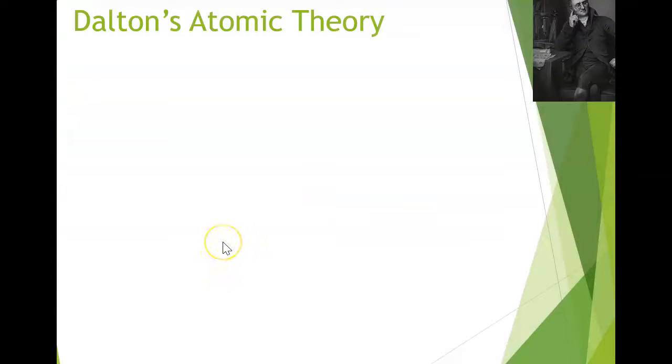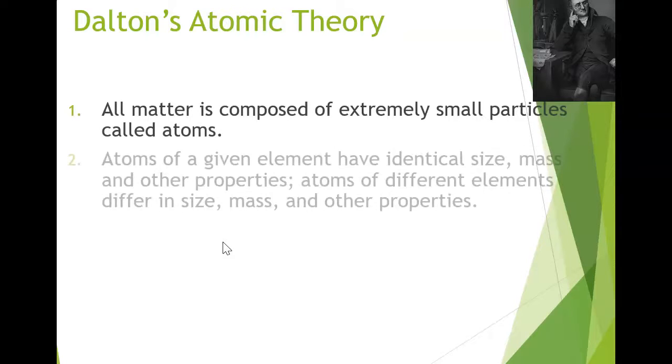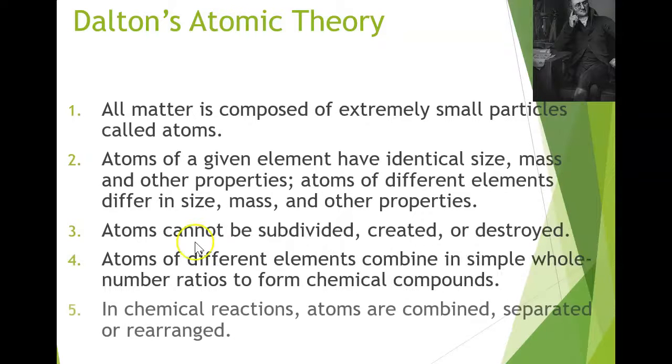First guy I want to talk about is Dalton. Dalton's atomic theory. He came up with 5 different things. 1. All matter is composed of extremely small particles called atoms. 2. Atoms of a given element have identical size, mass, and other properties. Atoms of different elements differ in size, mass, and other properties. 3. Atoms cannot be subdivided, created, or destroyed. 4. Atoms of different elements combine in a simple whole number ratio to form chemical compounds. And 5. In chemical reactions, atoms are combined, separated, or rearranged.